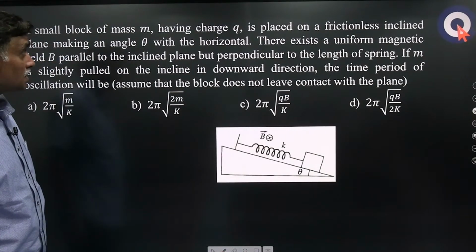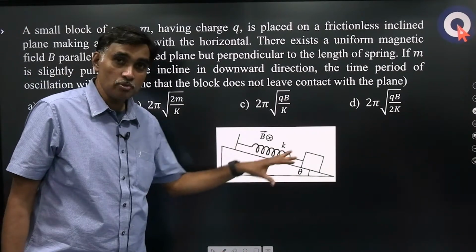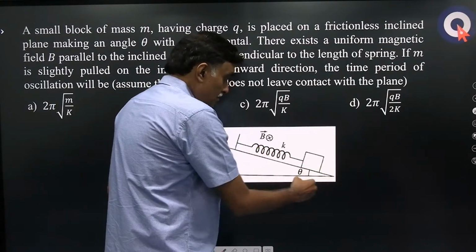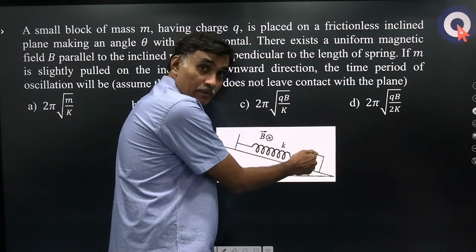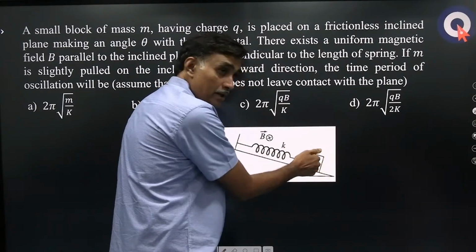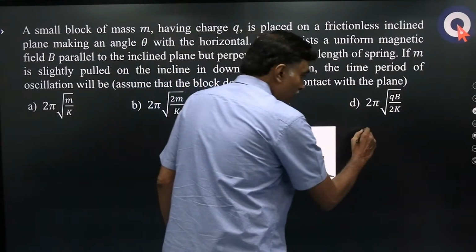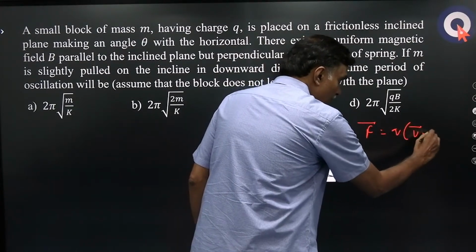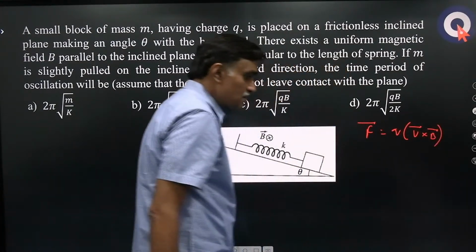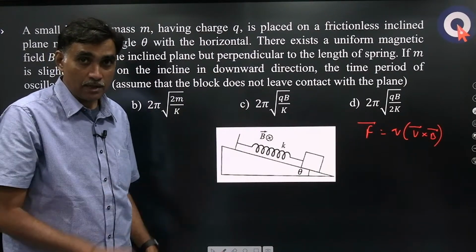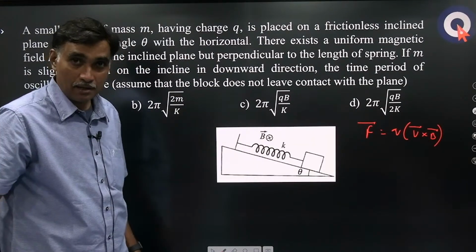So, the charge on that block is q, and we assume it is a point charge. Then as it is oscillating like this, the magnetic field is going into the page, and the velocity is parallel to the inclined plane. Then what is the force due to the magnetic field? It is given by q into v bar cross B bar. It is always perpendicular to velocity at each and every point. So, it won't do any work and it won't develop any power.